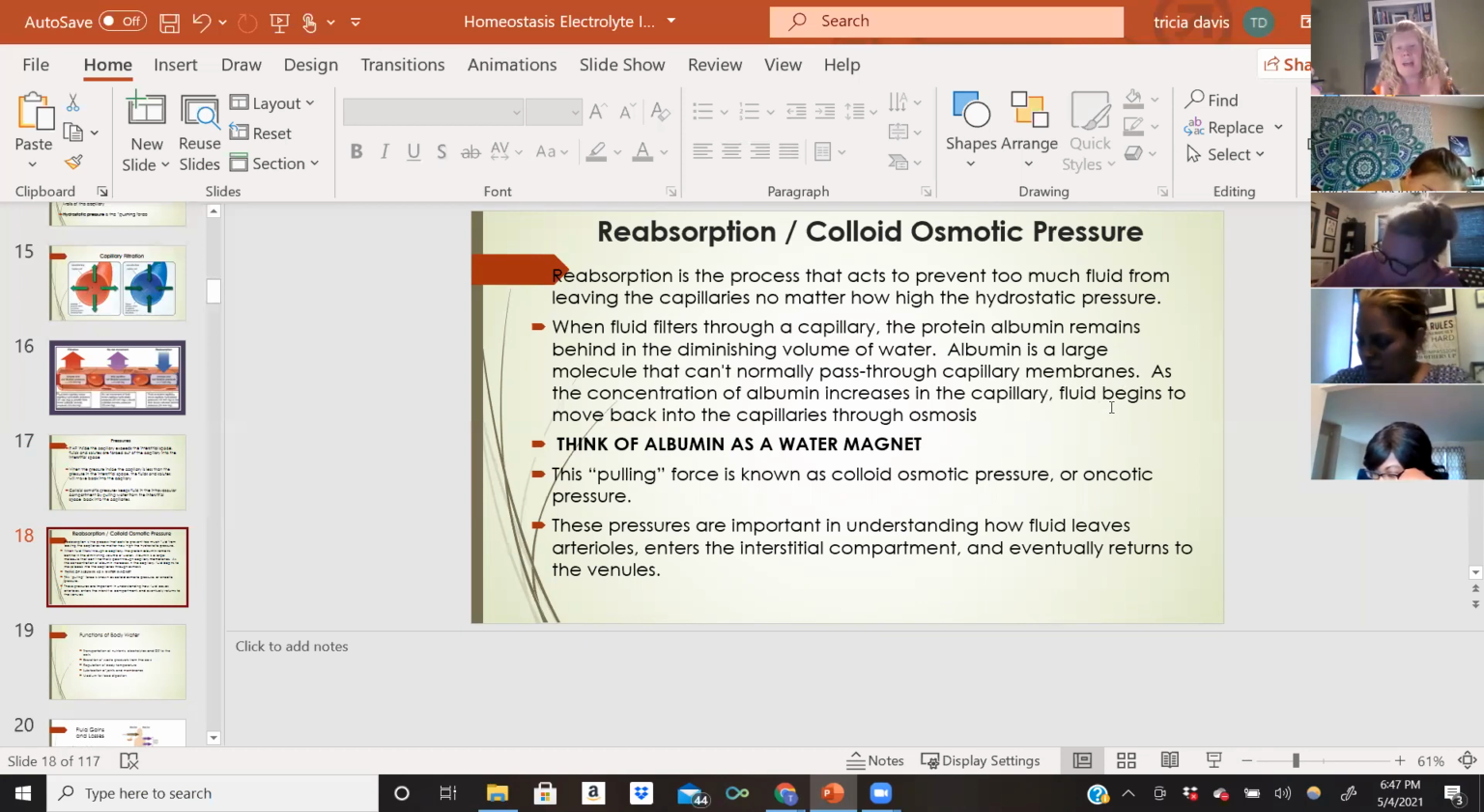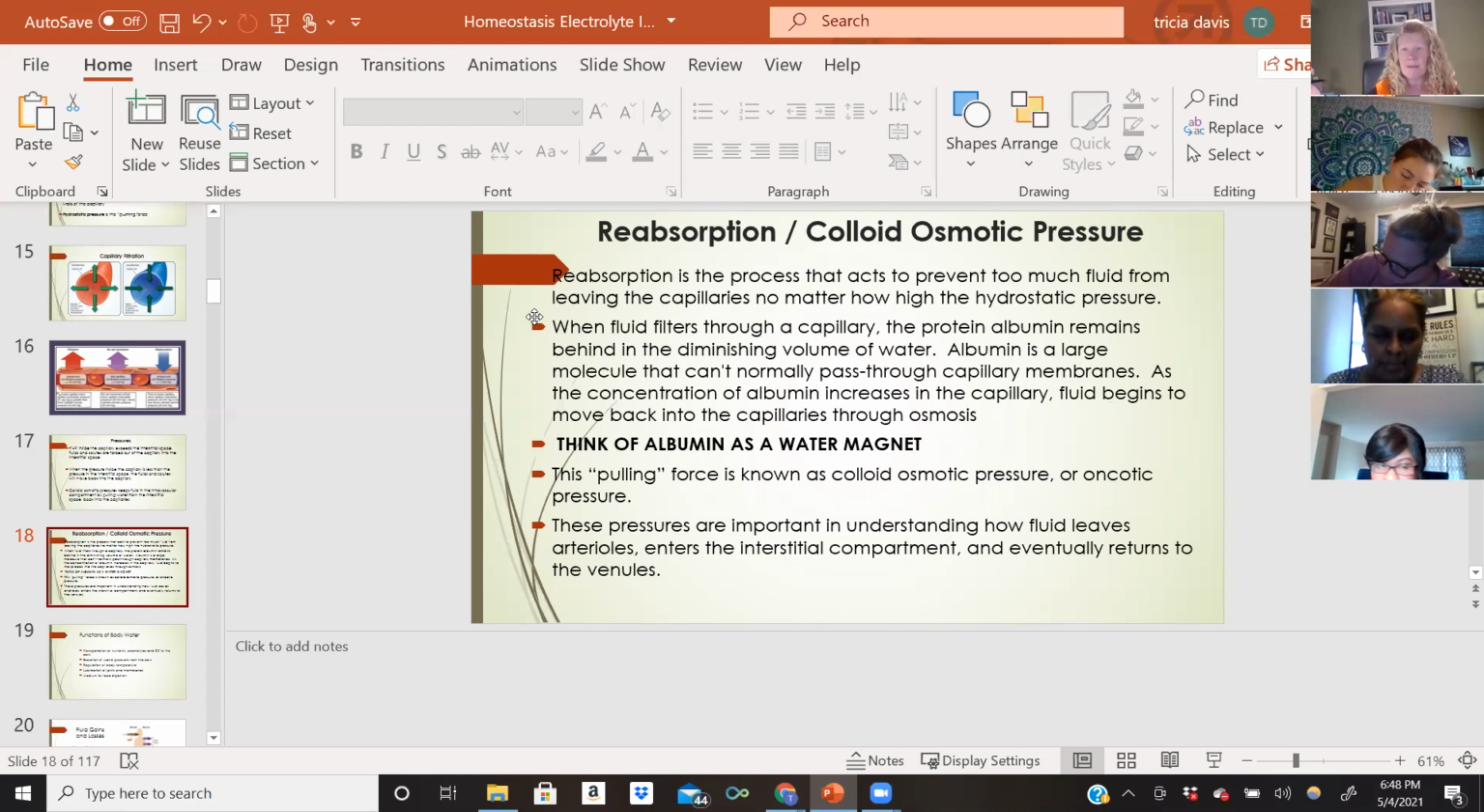So you guys need to think of albumin as a water magnet, okay? Albumin is going to attract that water. To put this into an example, if in our capillaries we have low fluid, right? When fluid filters through the capillary, we have a diminishing volume of water. This could be low blood pressure, maybe the patient's dehydrated, our circulating volume is low. What's going to be left behind in that capillary is the albumin. That albumin is then going to attract the water, which is going to build back up that volume and increase your blood pressure. Okay, hopefully giving you that example.